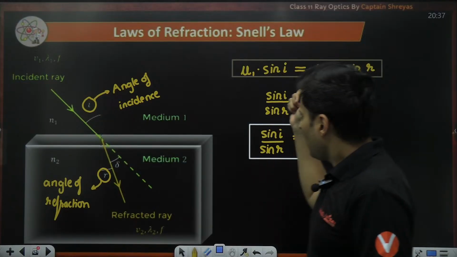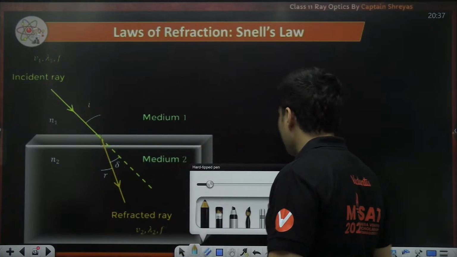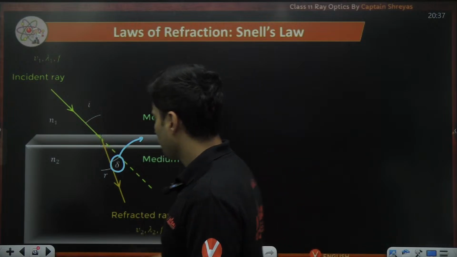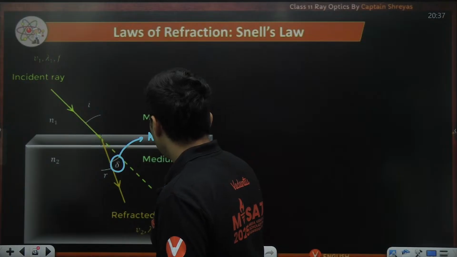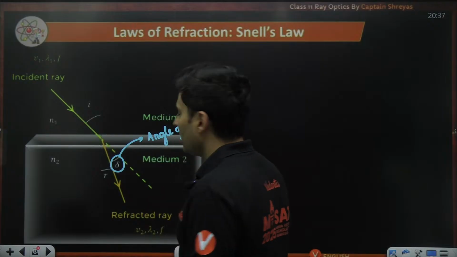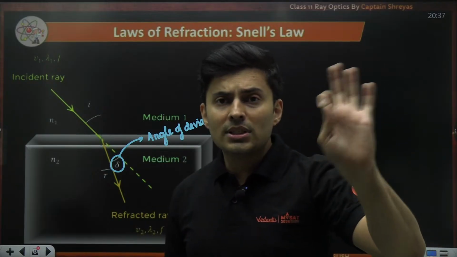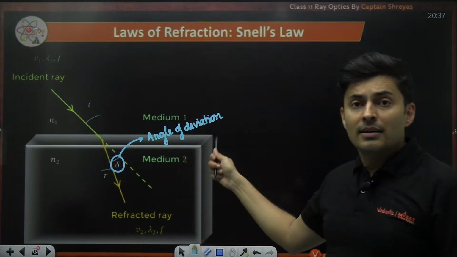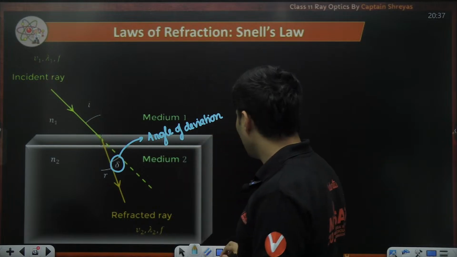One more thing over here is this delta which you are seeing. This particular delta is called the angle of deviation. Now this particular angular deviation does not use that formula 180 minus 2i. That was for a mirror. This is a refractive plane surface. So don't use 180 minus 2i. Think again, what will the angle be?